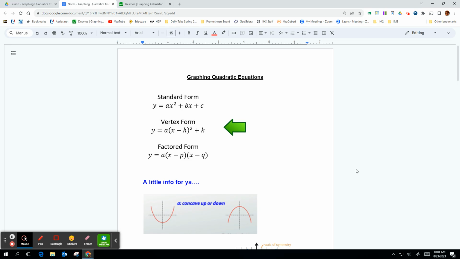I didn't mention this in the last video, but some people call standard form general form. I don't, but I've seen it called that before. I have a note in here where it's referred to as general form, so I thought I'd bring it up. But let's talk about vertex form.